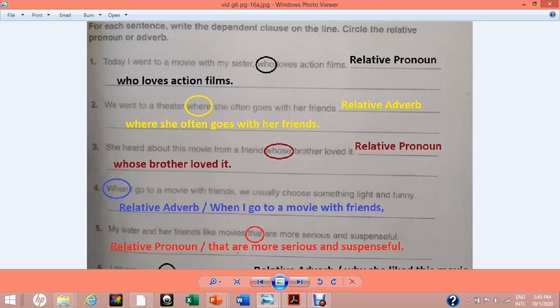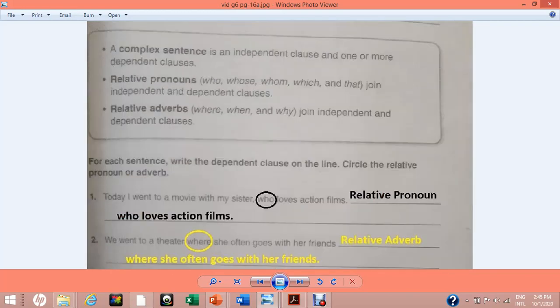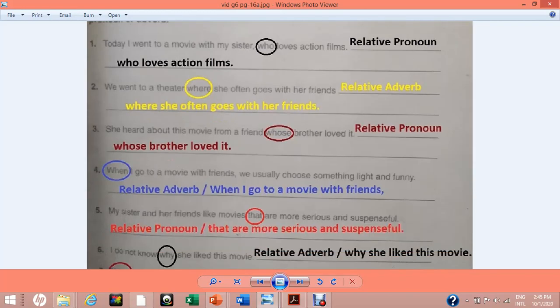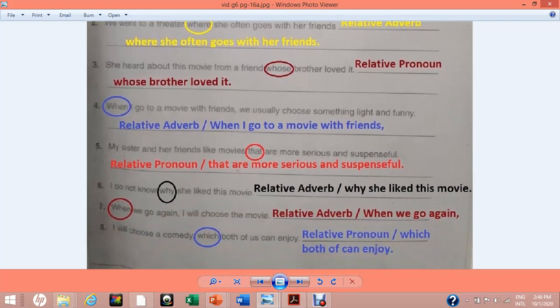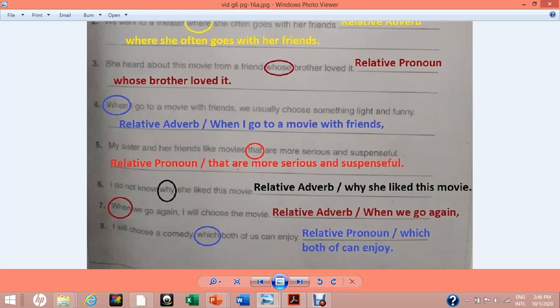Number 2, we went to a theater where she often goes with her friends. Now this is a complete sentence. In this sentence, the word where is a relative adverb. Okay, as written here in the box. On the big line, please write the dependent clause whose brother loved it. Number 4, when I go to a movie with friends, we usually choose something light and funny. In this sentence, the word when is a relative adverb, and when I go to a movie with friends is a dependent clause.